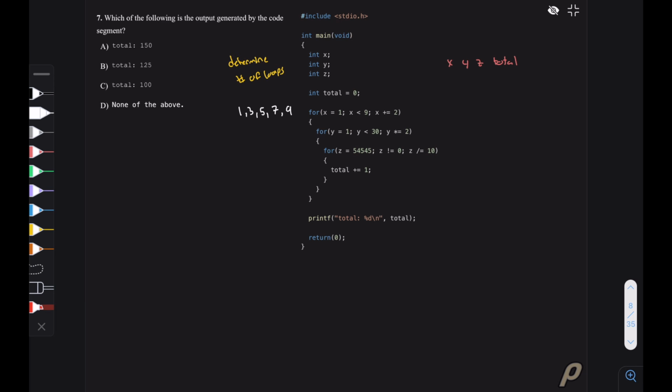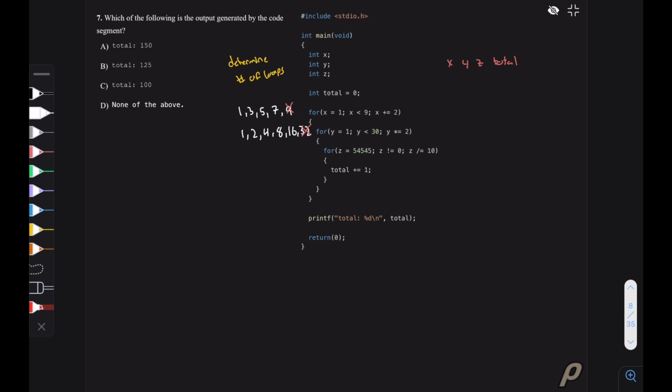But 9 is not less than 9, so we don't actually iterate on this loop, as that's when we break out. And then on the inner loop, we start with y equals 1. And then we multiply it by 2 to get 2. And then we multiply it by 2, 4, then we get 8, 16, 32. But 32 is not less than 30, so we break out of that.